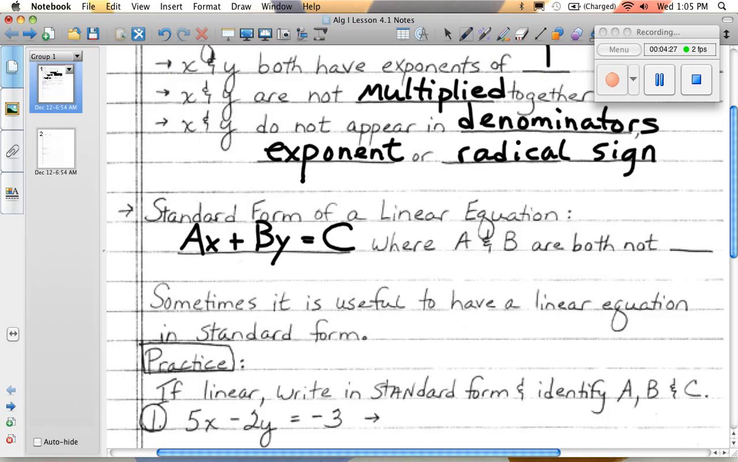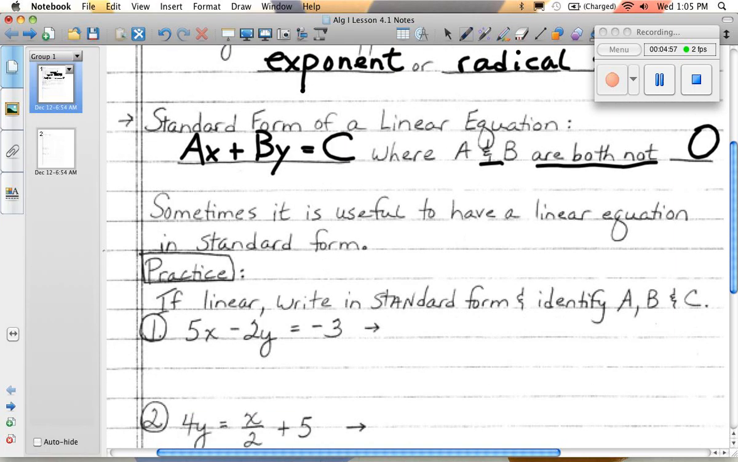Notice it says A and B are both not 0, because what would happen if they were both 0? What's 0 times x? 0. What's 0 times y? 0. Would the x's and y's be there anymore? No, you have to have at least an x or at least a y. You have to have one or the other for it to be linear. You don't have to have both, but you have to have at least one of them, so A and B can't both equal 0.